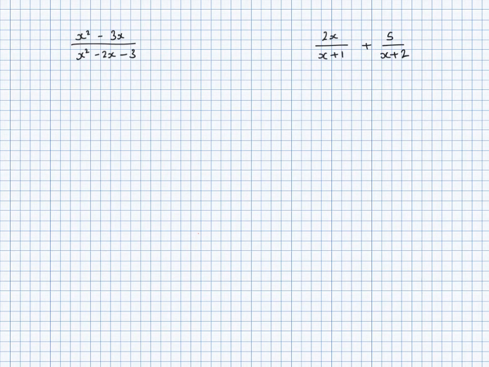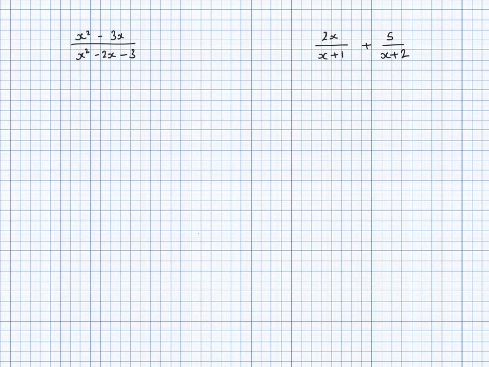For GCSE maths, you have to be able to simplify algebraic fractions. There are two very different types of simplifications that you need to be able to do. One of them would look like this, where there'll be one fraction that you need to simplify, and the other one, you might have more than one fraction and you'd be adding them or subtracting them, and it would ask you to simplify that as well.